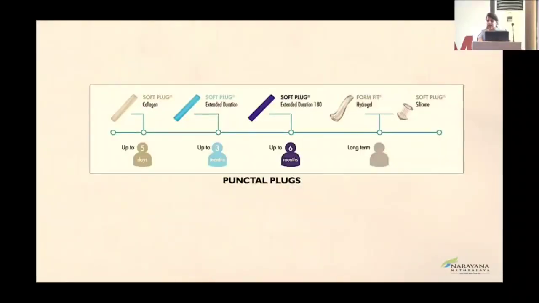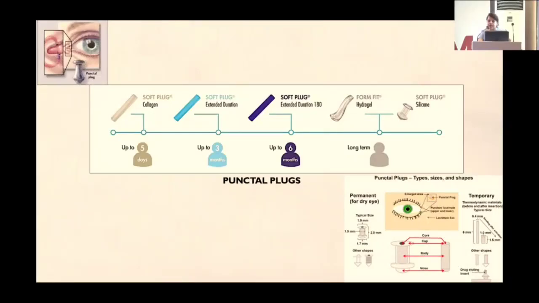Next is punctal plugs. This is more popular abroad than here, but we do see many patients where we can use collagen plugs, hydrogel plugs, or silicone plugs, which are of various types. They go into the lower punctum and they prevent the loss of tears from the lacrimal passage.